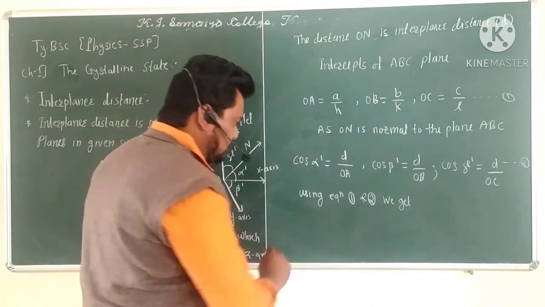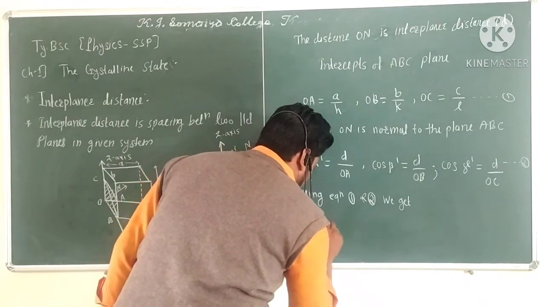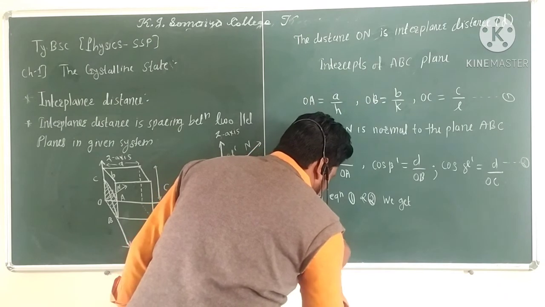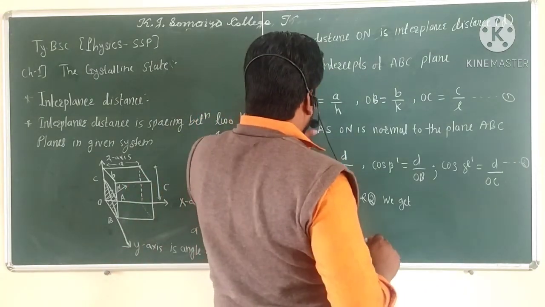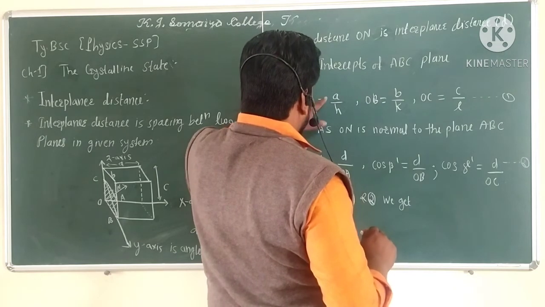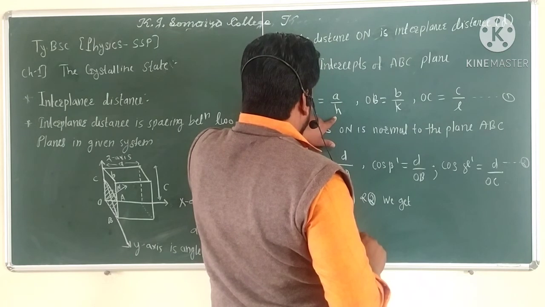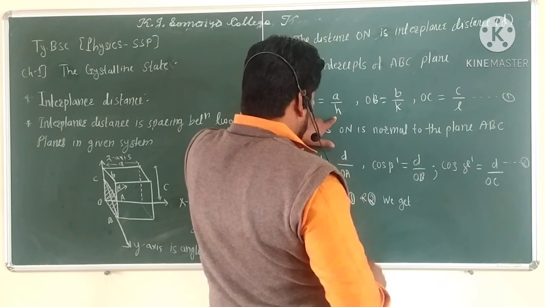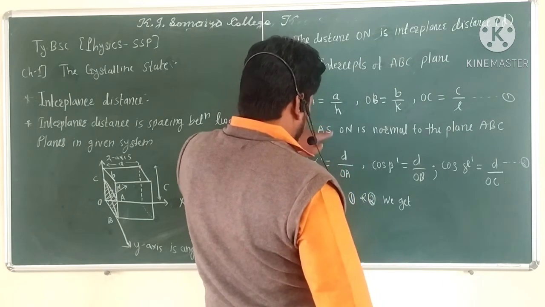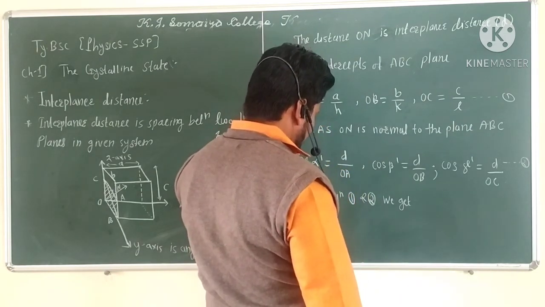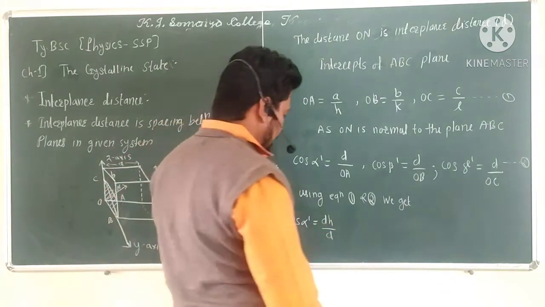cos alpha prime is equal to d h upon a, because here OA is considered, and OA is equal to a upon h. So we put OA equal to a upon h, and that h goes to the numerator side.